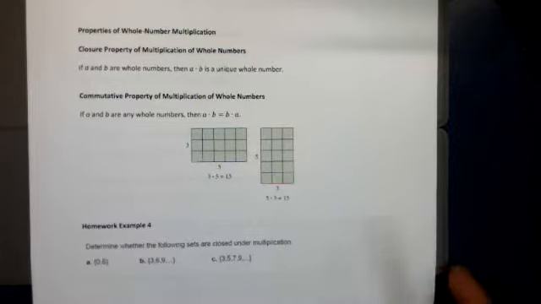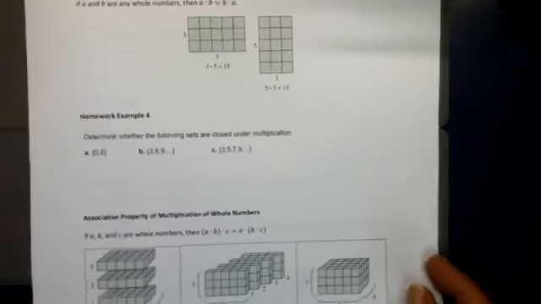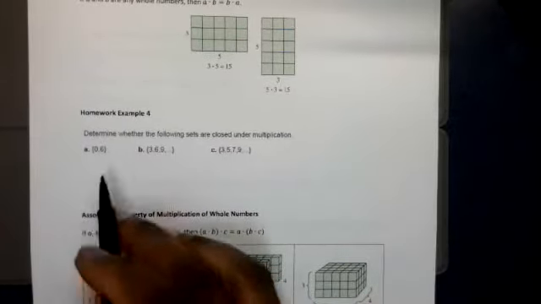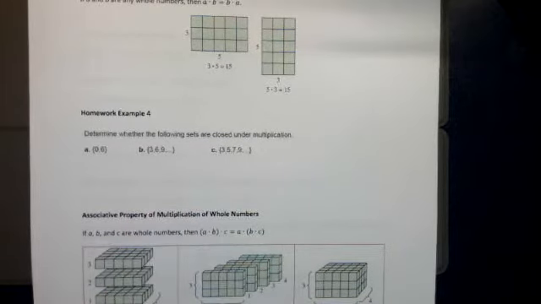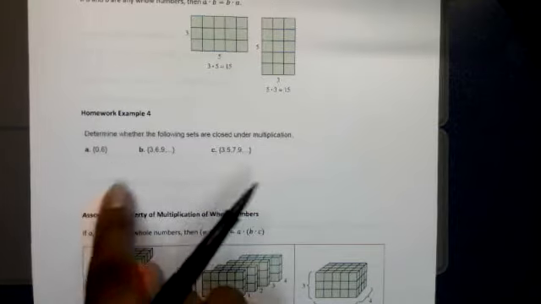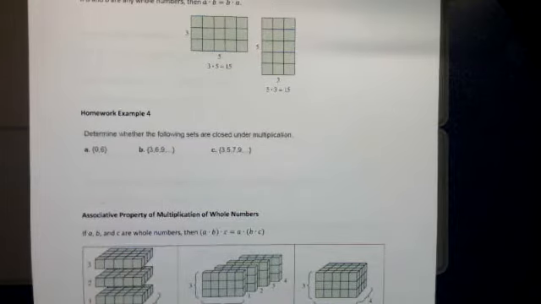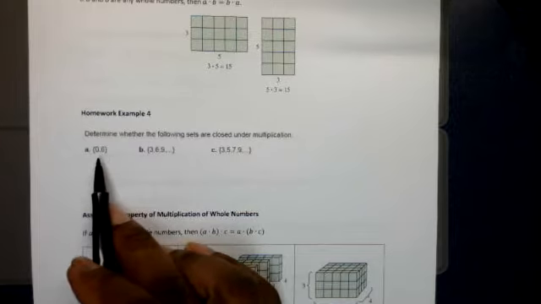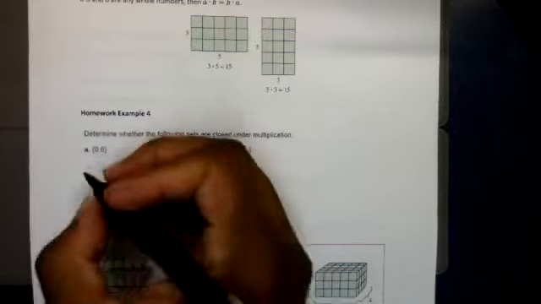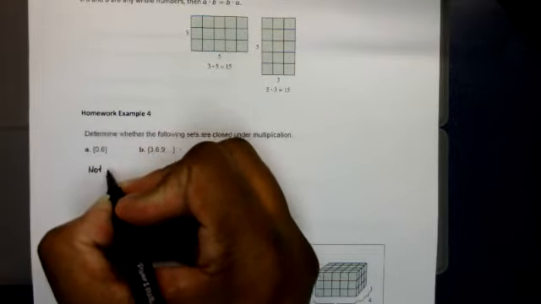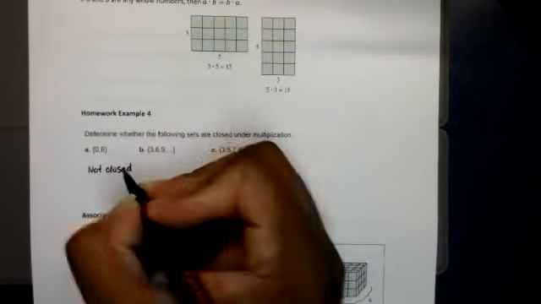Now let's look at a homework example. Here we want to determine whether the following sets are closed under multiplication. Let's think about this. When it's closed, that means that the product of two numbers has to be in each of those sets in order for it to be closed under multiplication. Let's take {0, 6}. Now, if I multiply 6 times 6, that's going to give me 36. Is 36 in this set, {0, 6}? The answer there will be no. So this is not closed under multiplication.